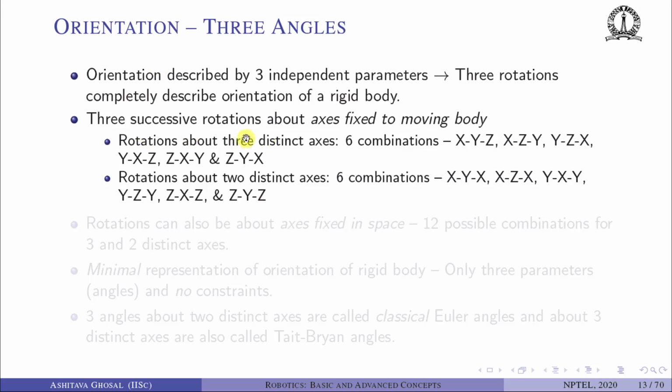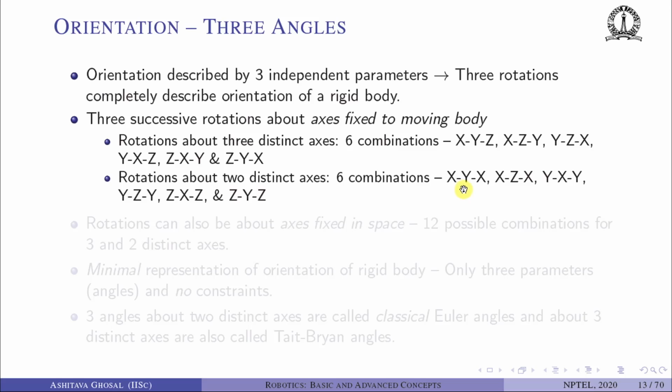We can do 3 successive rotations about axes fixed to the moving body. So we can have rotations about x, y, z, and since the order of multiplication is important, we could have got another rotation matrix if we did x, z, y, or y, z, x. So there are 6 different possible combinations of rotations about 3 distinct axes. We can also represent the orientation of a rigid body by rotation about 2 distinct axes. There are also 6 combinations.